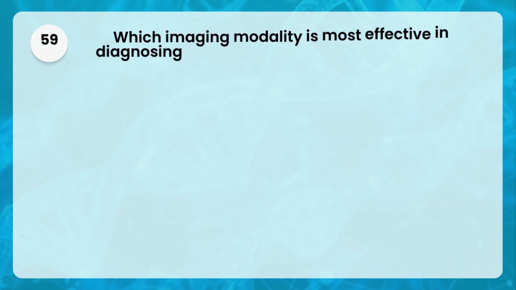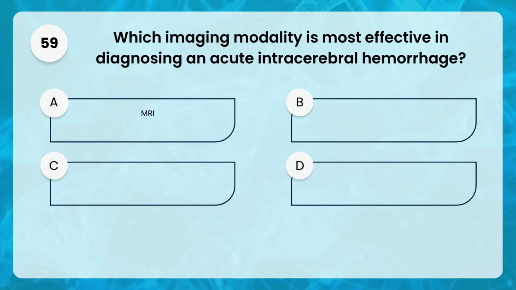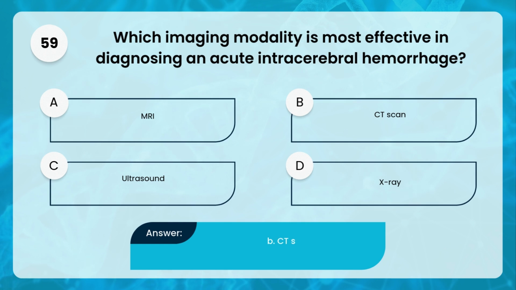Number 59. Which imaging modality is most effective in diagnosing an acute intracerebral hemorrhage? A. MRI. B. CT scan. C. Ultrasound. Or D. X-ray. The answer is B. CT scan.